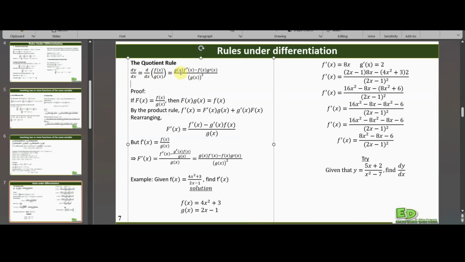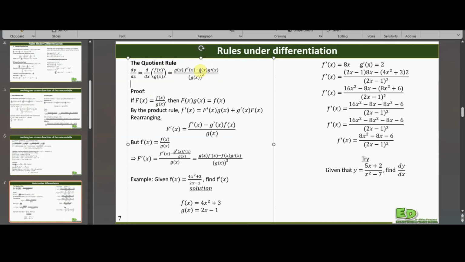It says that it is keep the second term, right? So if I have something like this, I will say this is my lower term, this is the higher term. So it is keep the lower term, which is g of x, multiply it by the differential of the higher term, which is f of x. That gives us f prime of x. And because it's quotient and it's a division, it's going to change to what? Minus.